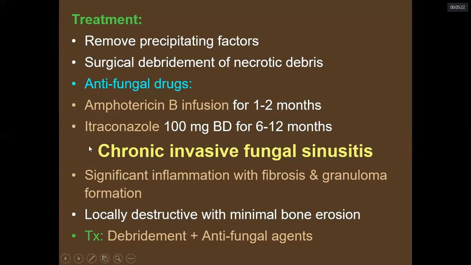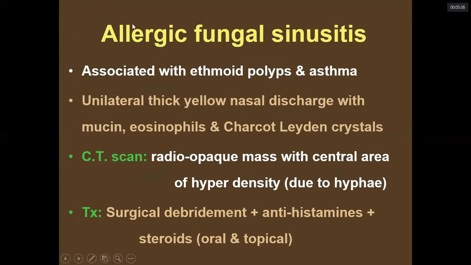In case of chronic invasive fungal sinusitis, there is significant inflammation and fibrosis and granuloma formation. So it is locally destructive with minimal bone erosion. Treatment is by debridement and antifungal agents. Allergic fungal rhinosinusitis can be associated with nasal polyps and asthma, with unilateral thick yellow nasal discharge with mucin, eosinophils, and Charcot-Leyden crystals. On CT scan, there is a radio-opaque mass with a central area of hyperdensity due to hyphae. And treatment is again surgical debridement, antihistamines, and steroids.